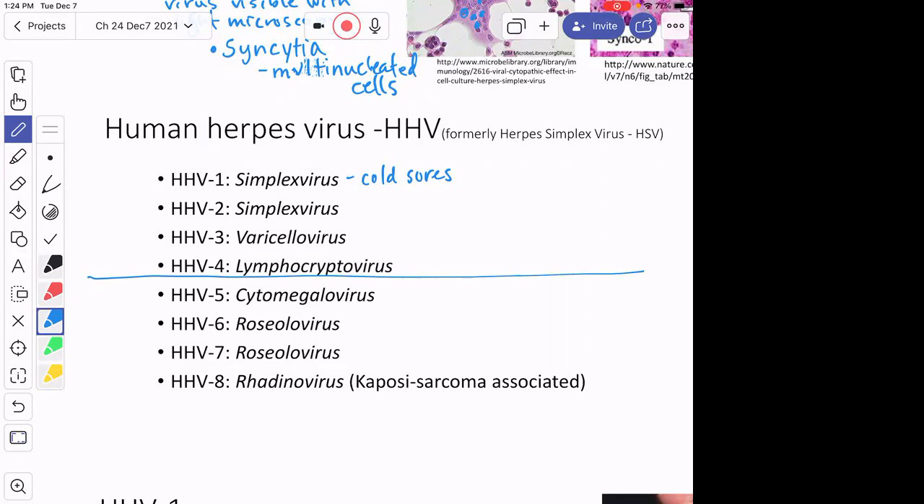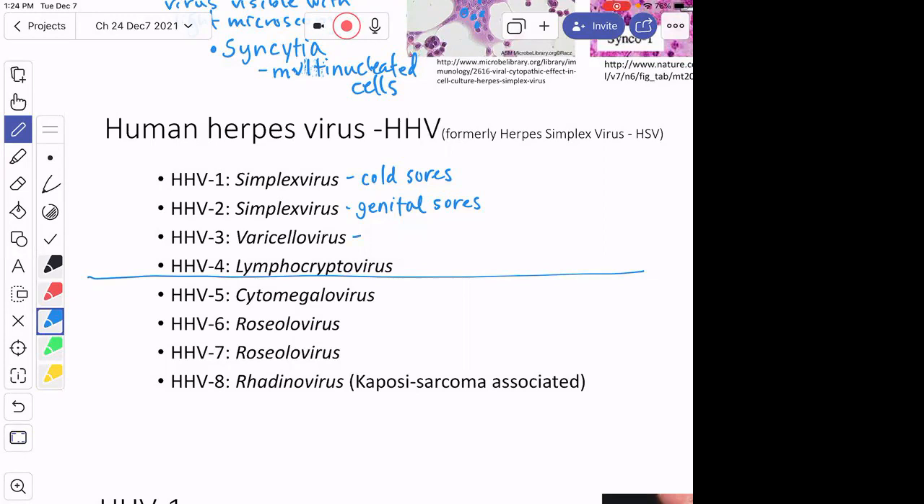HHV2, also called simplex virus. This is usually genital herpes, genital sores, or below the waist herpes. Sometimes it's possible to get HHV2 sores in your mouth, but typically that's due to oral sex practices.